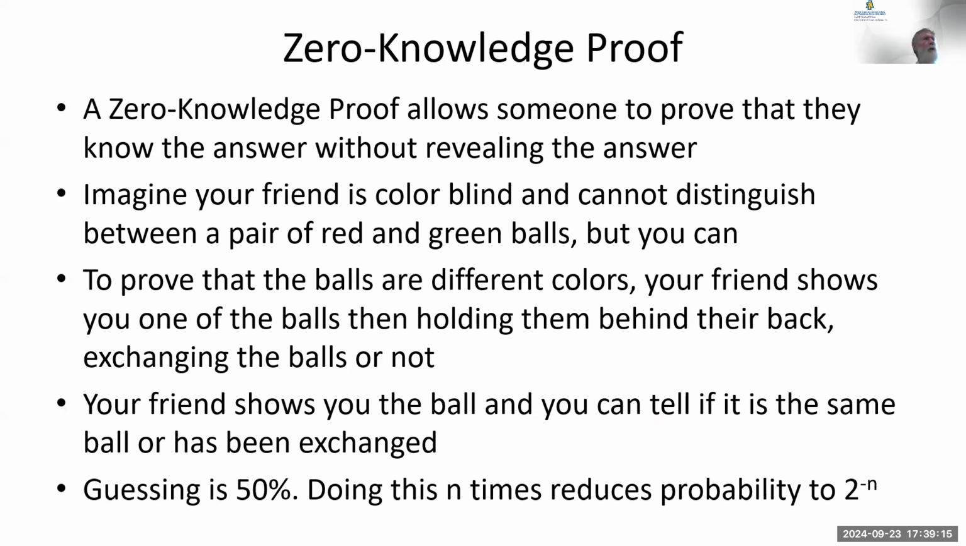They don't know which ball is red and which was green, but they do now know that there's a difference. That's a zero knowledge proof, where you prove that you know something without telling somebody what the answer is.